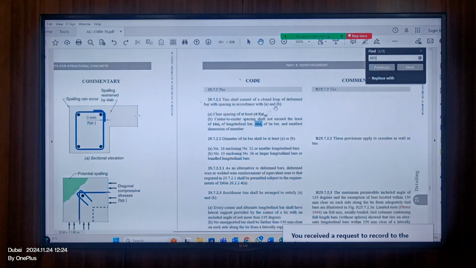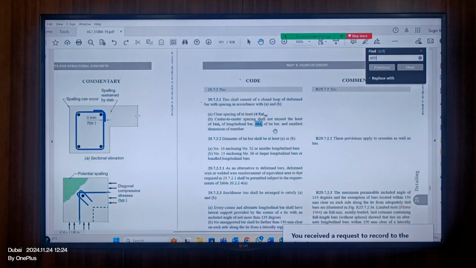Can you see here the clause? The ties, which is shear reinforcement: clear spacing at least 4/3 of the aggregate size. Leave that, this is the very minimum. The center to center spacing shall not exceed 16 times the diameter of the longitudinal bar, or 48 times the diameter of the tie reinforcement.